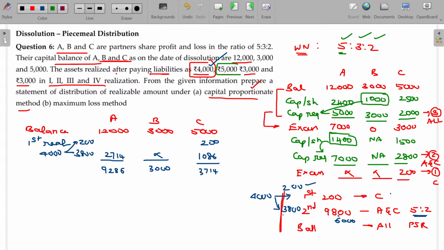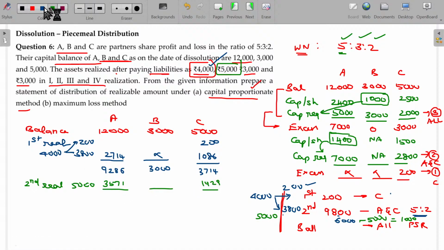We'll go for the second realization. In the second realization, we get how much? Only 5,000 rupees. We have 6,000 payable to A and C, so this entire 5,000 is only for A and C. Thereafter, still we have 1,000 rupees payable only for A and C. This 5,000 should be shared between A and C in their P&L ratio 5:2. Come on, get me the value. 3,571 and 1,429.